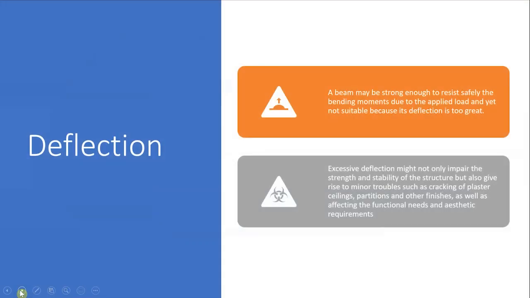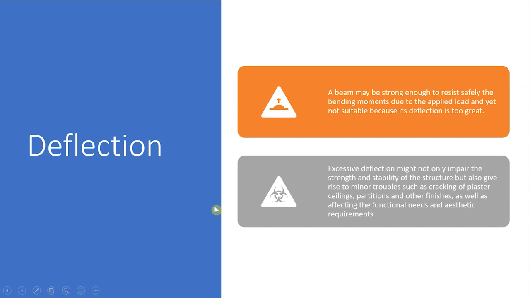What does it mean by deflection? A beam may be strong enough to resist safely the bending moment due to the applied load and yet not suitable because its deflection is too great. Excessive deflection might not only impair the strength and stability of the structure but also give rise to minor troubles such as cracking of plaster ceilings, partitions and other finishes, as well as affecting the functional needs and aesthetic requirements.